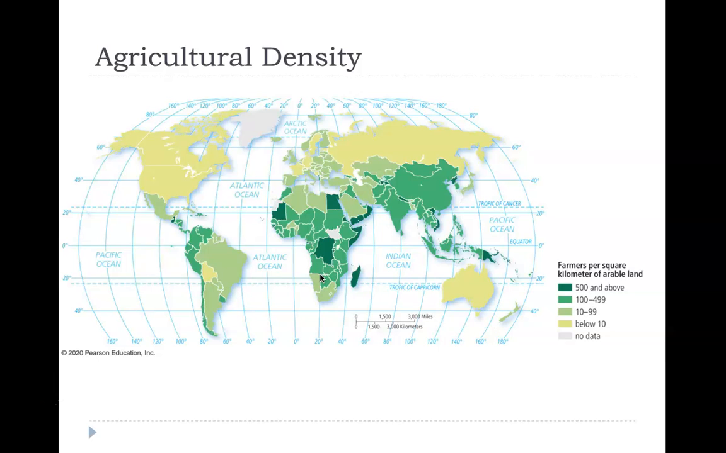Right, there's agricultural density. And again, is this tied to development? Is this a development map? Well, it is, right? If you look at a development map, you compare the developed parts of the world, North America, Europe, Japan, and Australia, to sub-Saharan Africa, and that's a pretty good indicator that this is going to be a development map. And so there you have it.